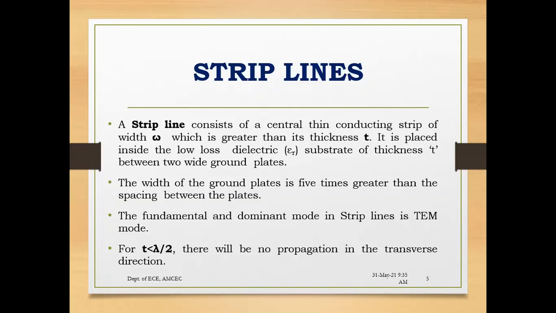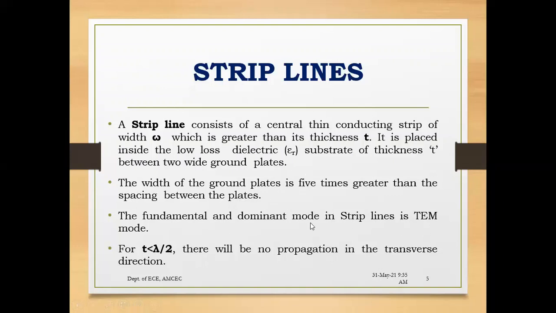Now, when we say substrate material, it can be different materials. As I've told you, there are so many: epoxy, copper and RT duroid. There are different substrates, and for them you will have different dielectric values. Here the strip is placed inside the low loss dielectric substrate of thickness T between two wide ground planes. The width of the ground plane you take is 5 times greater than the spacing between the plates. This is a general criterion.